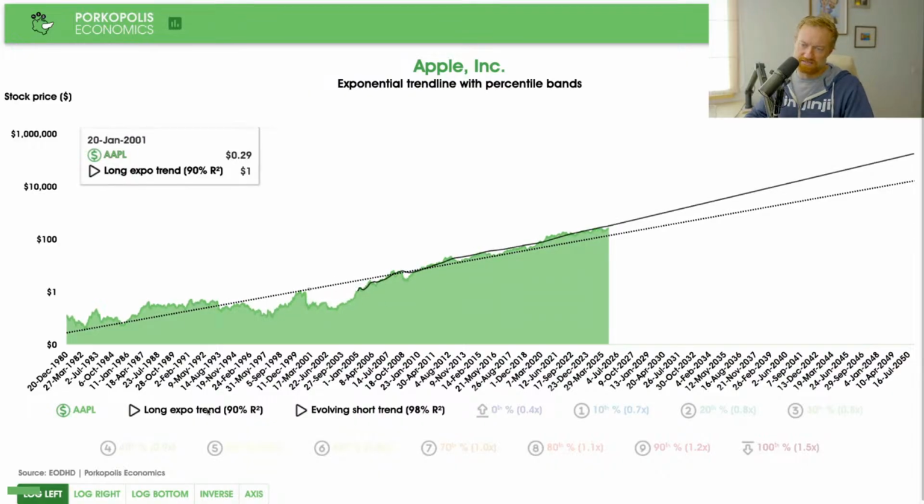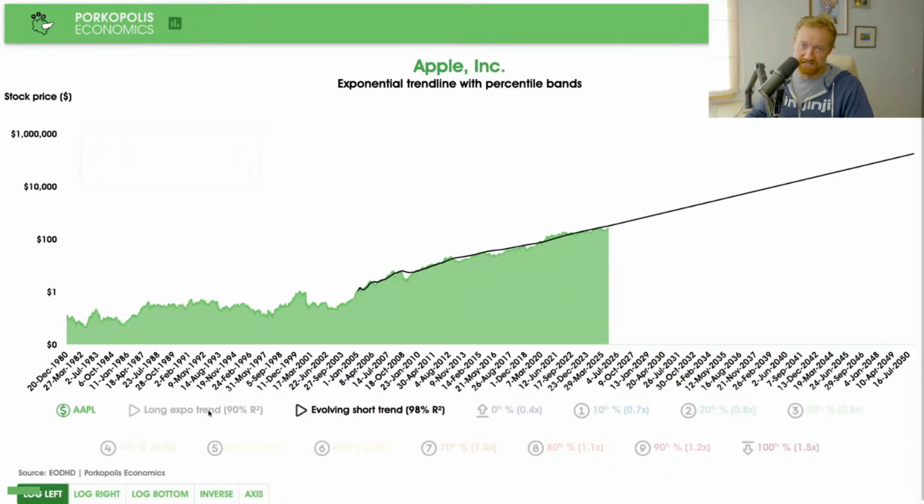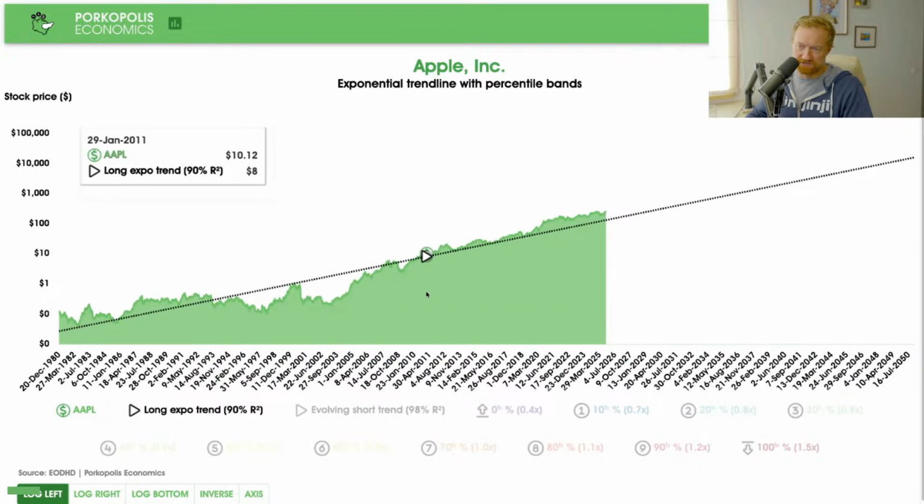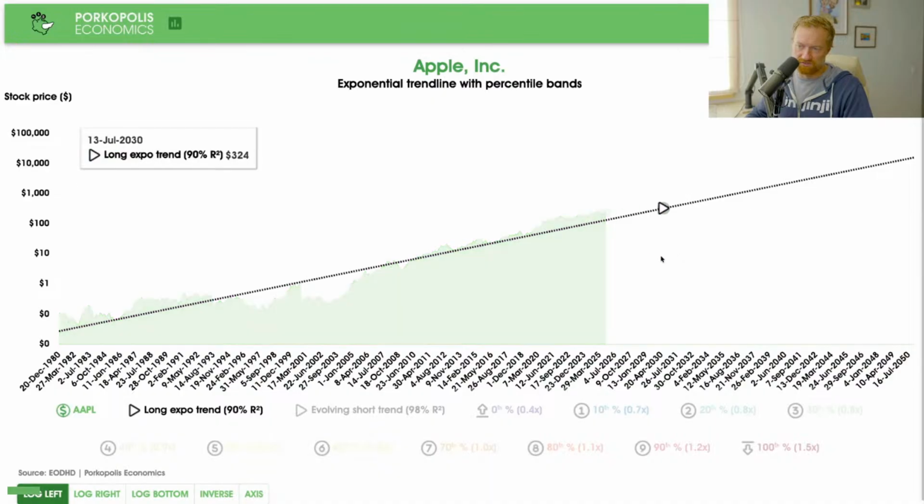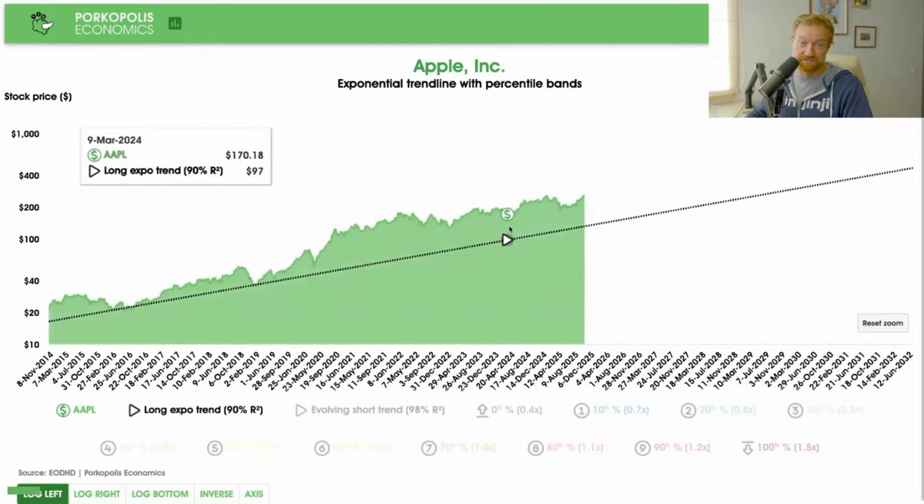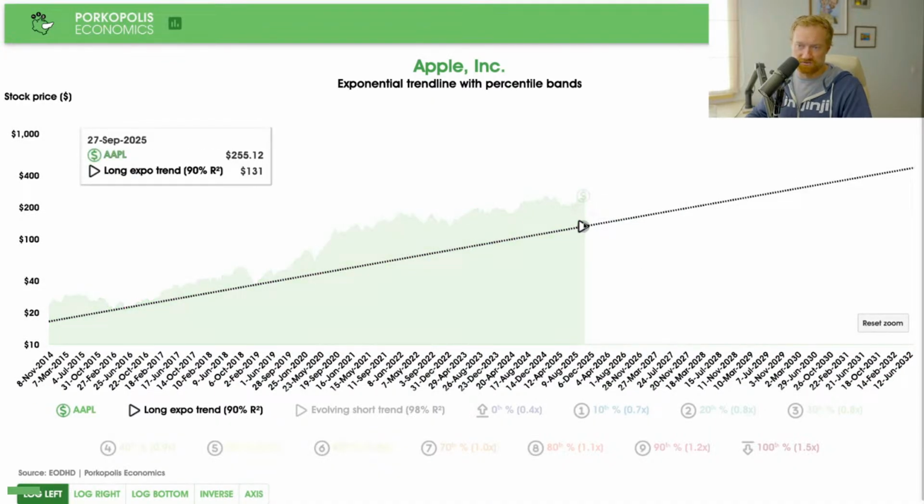And if you take this dotted line, which looks at every single piece of pricing data that Apple's had since 1980, let's even take this off. You can see that now we're above this all-time trend. And the all-time trend doesn't really do us much good. In fact, it's quite a bit off. Prices are double at the moment.